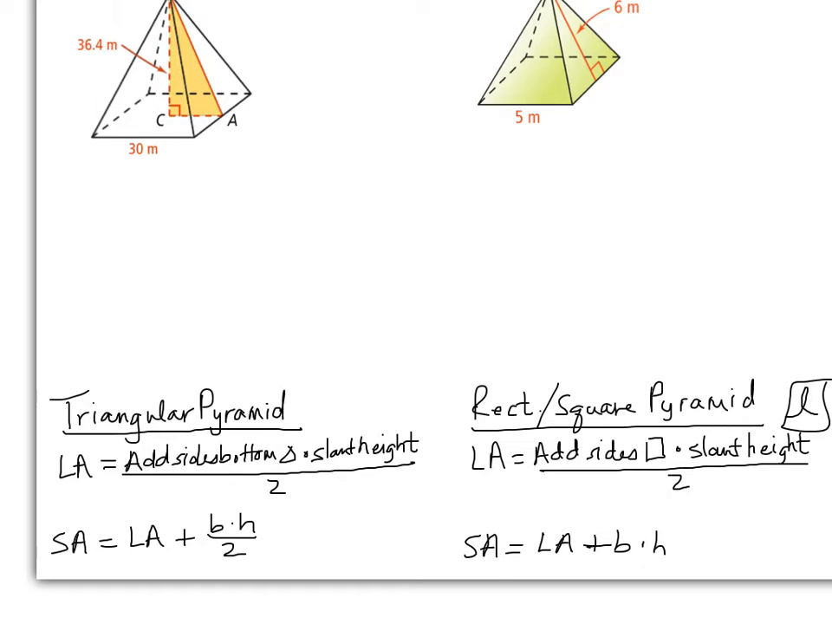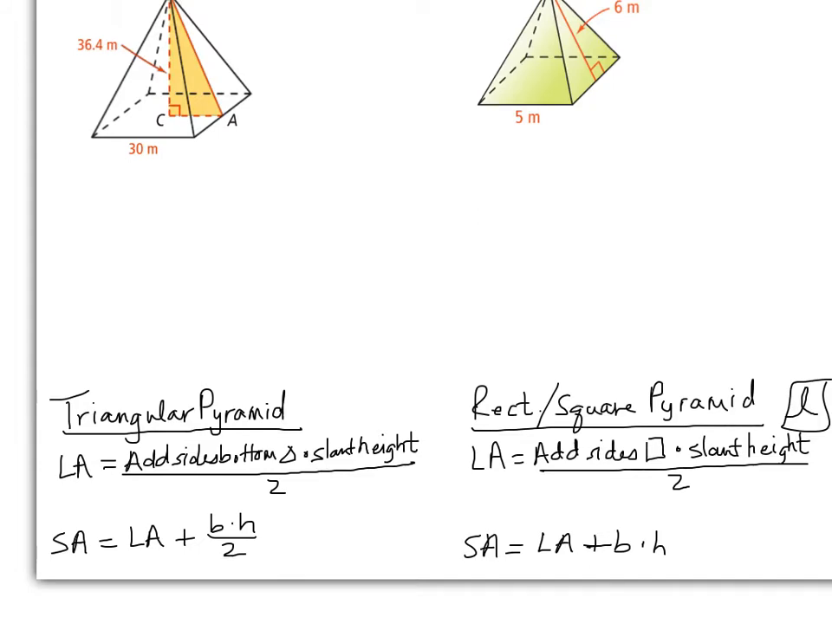Now, to find the surface area, we're going to take the lateral area and add it to the area of the bottom square or rectangle, which is base times height. Lateral area still is the sides of the pyramid. The surface area is the sides plus the one base on the bottom. Now, the triangular pyramid is a little bit different. We're going to add the sides of the bottom triangle, times that by the slant height, and then divide it by 2. And then when we find the surface area, we take the lateral area plus the area of the bottom triangle, which is base times height divided by 2.